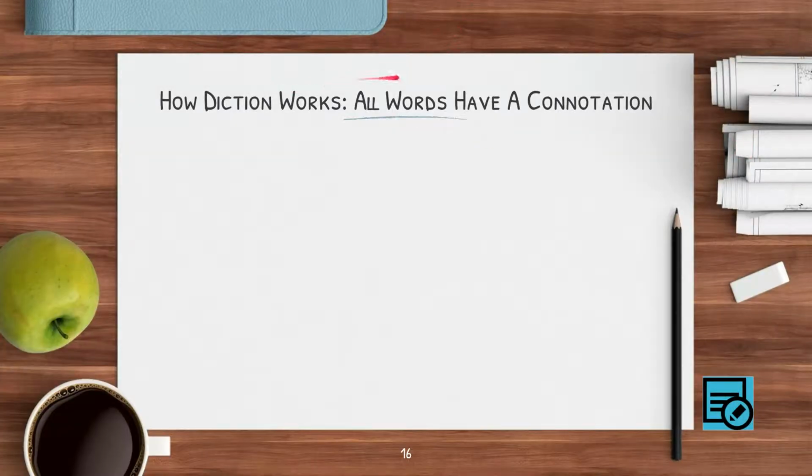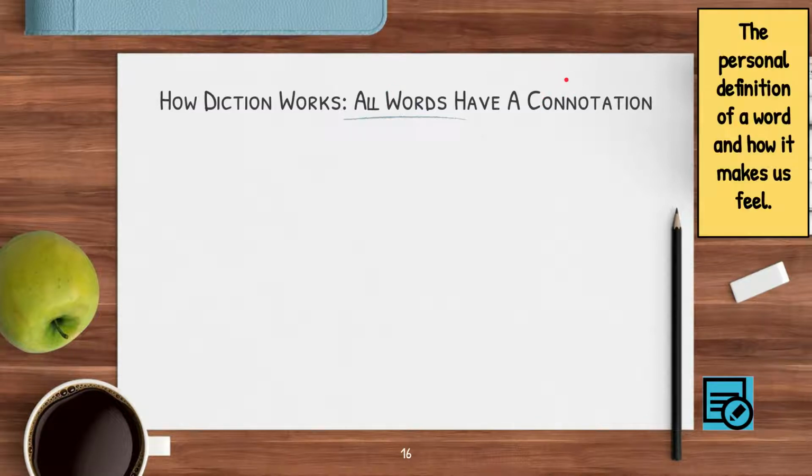All right, so how diction works. All words have a connotation. The definition of connotation is the personal definition of a word and how it makes us feel. There's the definition that you can find in the dictionary, but then there's also the definition that we have personally for that word. And basically, all words have three different types of connotation.